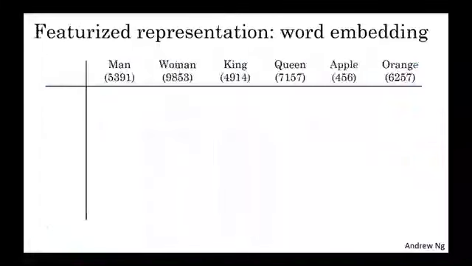So wouldn't it be nice if instead of a one-hot representation, we can instead learn a featurized representation where for each of these words, man, woman, king, queen, apple, orange, or really for every word in our dictionary, we could learn a set of features and values for each of them.